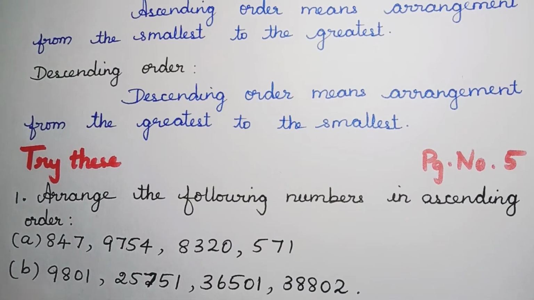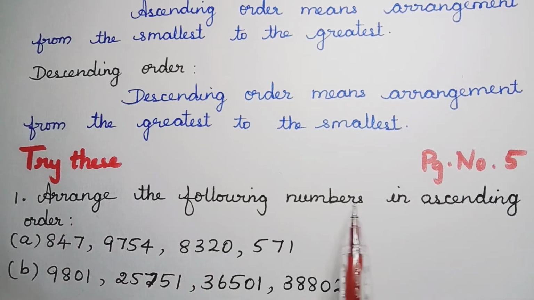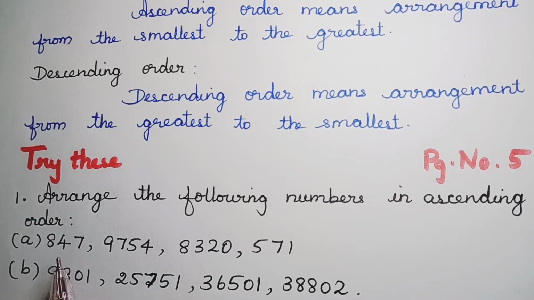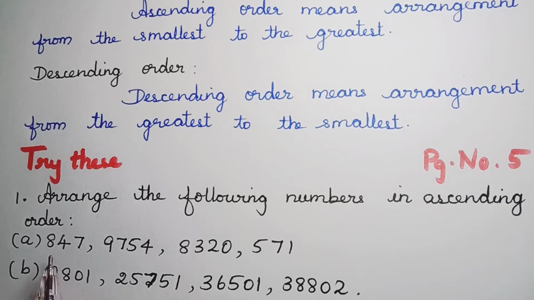And next, try this. Okay, try this, page number 5. This question is given, arrange the following numbers in ascending order. Okay, you already know how to find out the numbers in the ascending order. So first step is you have to count how many digits are there. Okay, so you have 3 digits here and 4. Okay, so first note down what are the 3-digit numbers. So this is a 3-digit number and this is also a 3-digit number.